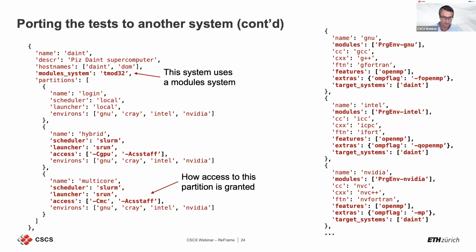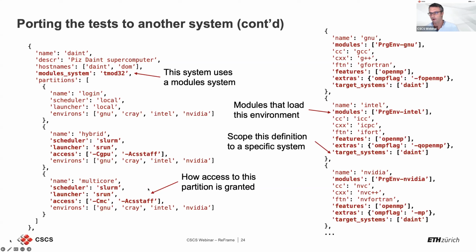And another thing is how a partition is accessed, how you get access to it. That's not necessarily a partition in Slurm. It's a partition in ReFrame's terminology. So here you get access through a couple of command line options.